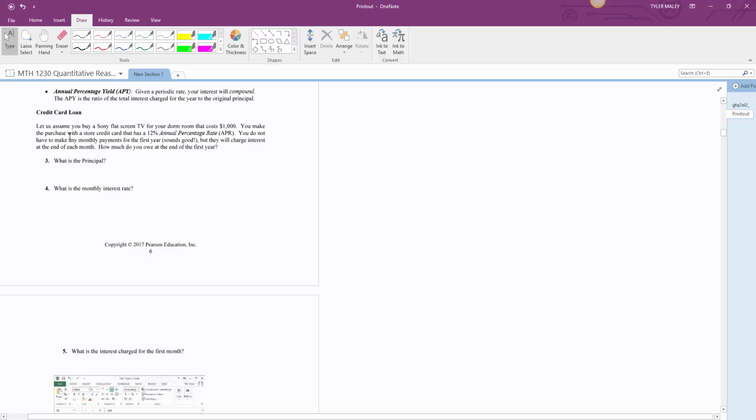So here we have a credit card loan example. It says, let us assume you buy a Sony flat screen TV for your dorm room that costs $1,000. You make the purchase with a store credit card that has a 12% annual percentage rate, APR. You do not have to make any monthly payments for the first year. Sounds good, but they will charge interest at the end of each month. How much do you owe at the end of the first year?